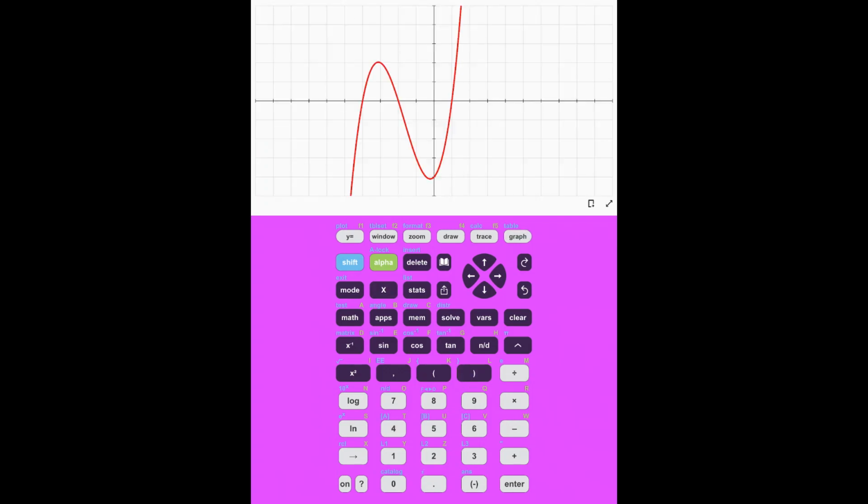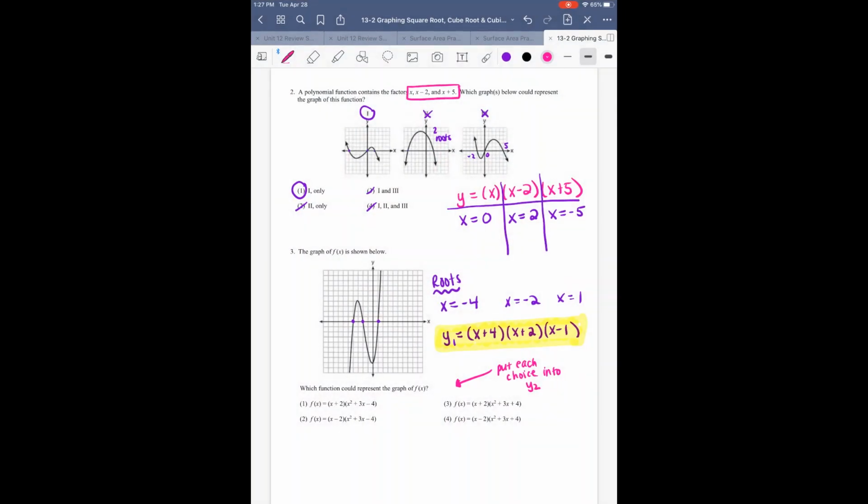I'm going to graph it, and you can see we only see one graph, which means that these 2 functions are the same function. So if I go back to my notes, choice 1 works. So choice 1 is actually the correct answer. I just want to go back and show you choice 2 so you can see what it looks like when it's not the right choice.